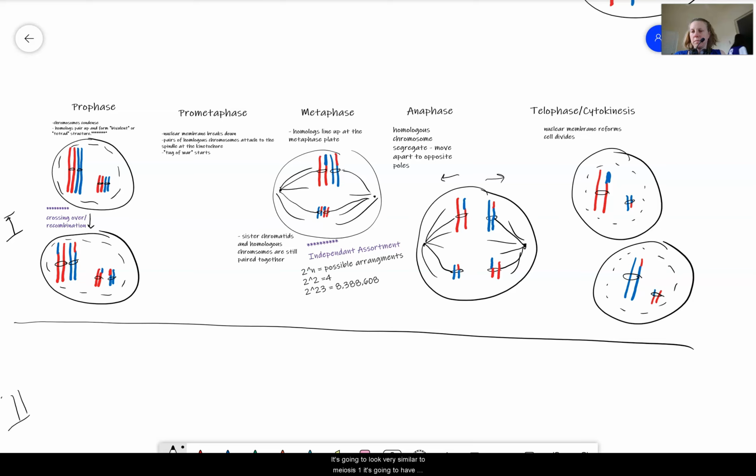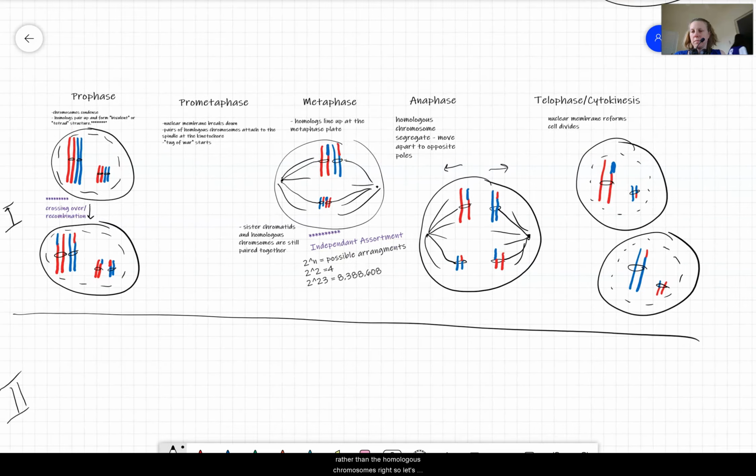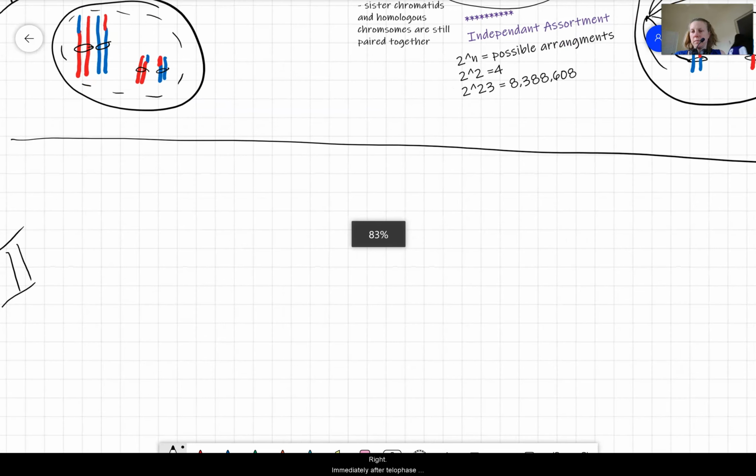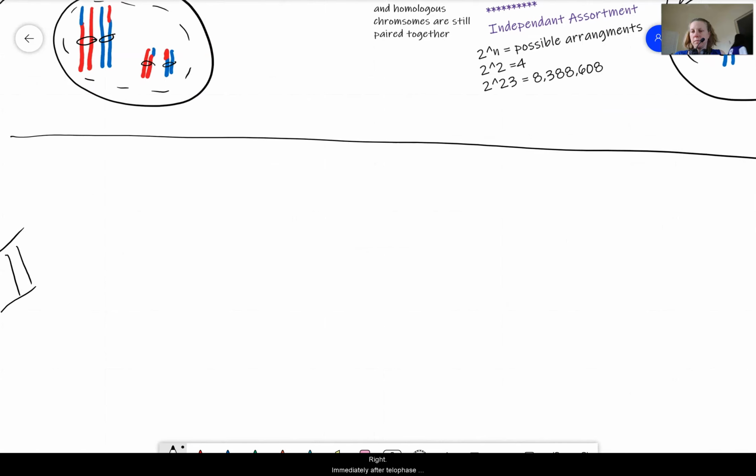It's going to have the same phases: prophase, prometaphase, metaphase, anaphase, telophase, and cytokinesis. However, this time, the sister chromatids are going to separate from each other rather than the homologous chromosomes. All right, so let's look at what that's going to look like. Immediately after telophase, we're going to go back here to prophase.